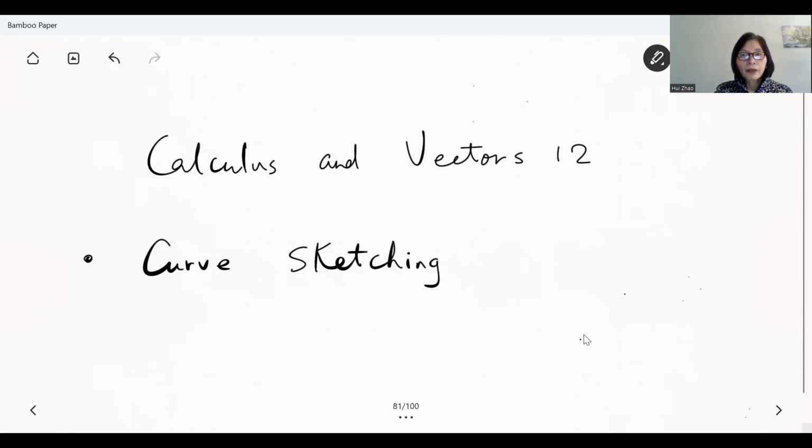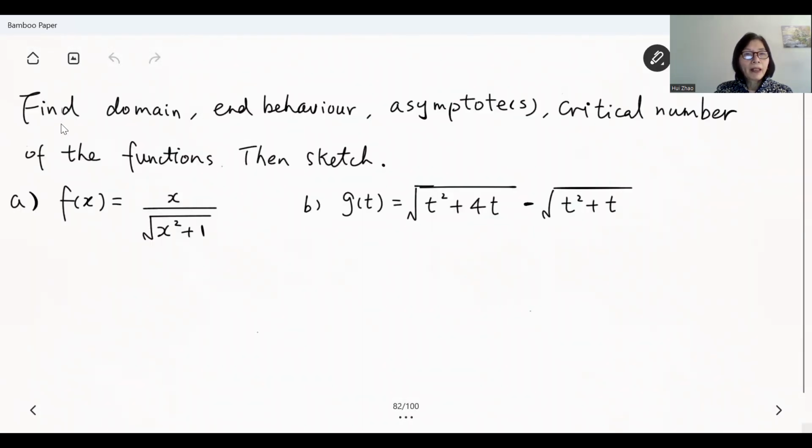The topic is curve sketching. The task is to find the domain, behavior, asymptotes, and critical numbers of the functions, then sketch them. A. f(x) equals x over the square root of x squared plus 1. B. g(t) equals the square root of t squared plus 4t minus the square root of t squared plus t.